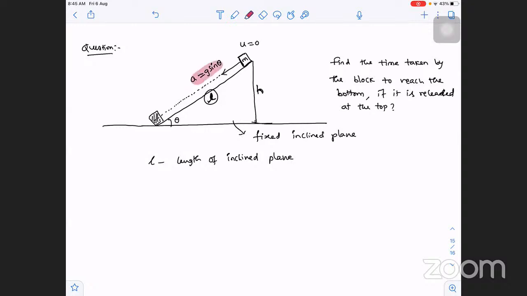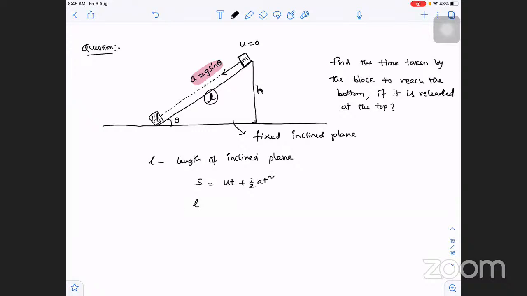Here the acceleration is constant. g sin theta is constant. The initial velocity, I know: u is 0. I know the displacement: L is the displacement. With acceleration g sin theta, I want to find the time value. Then I can find the time value by using a kinematic equation. See, actually we are doing Newton's laws of motion, but we are still going to use kinematics. So I can use s equals ut plus half at square.